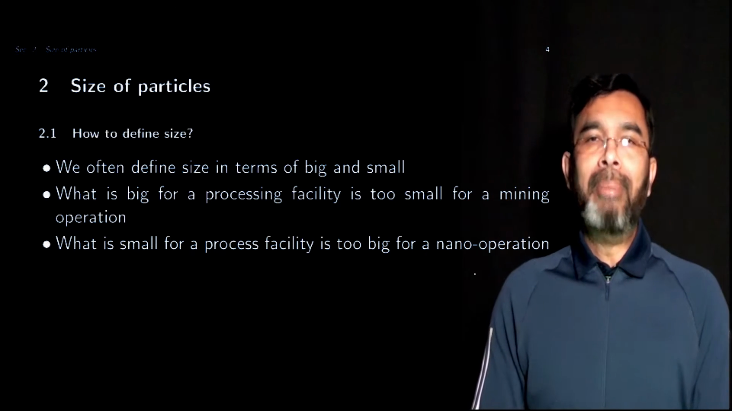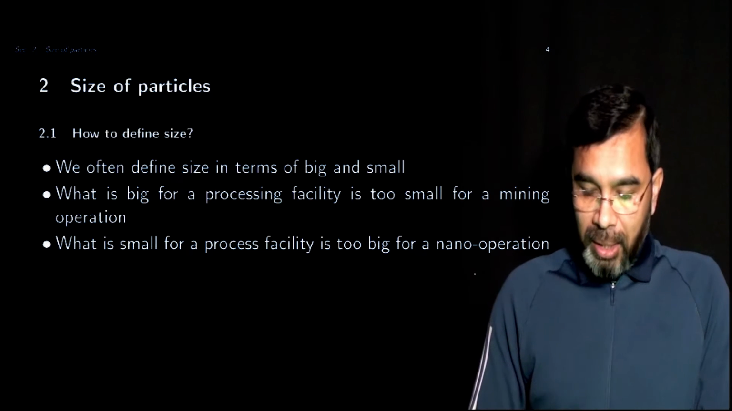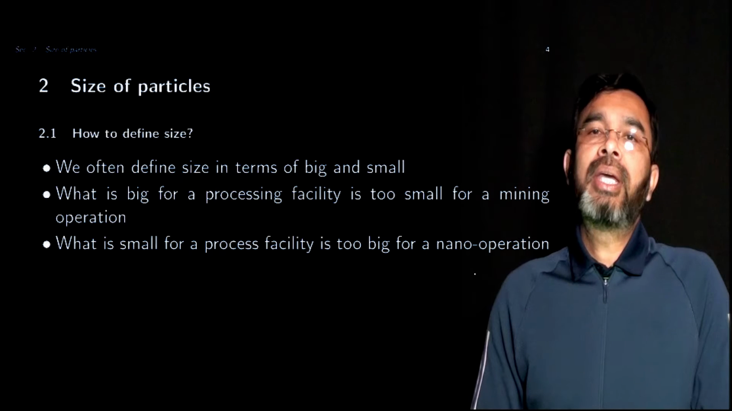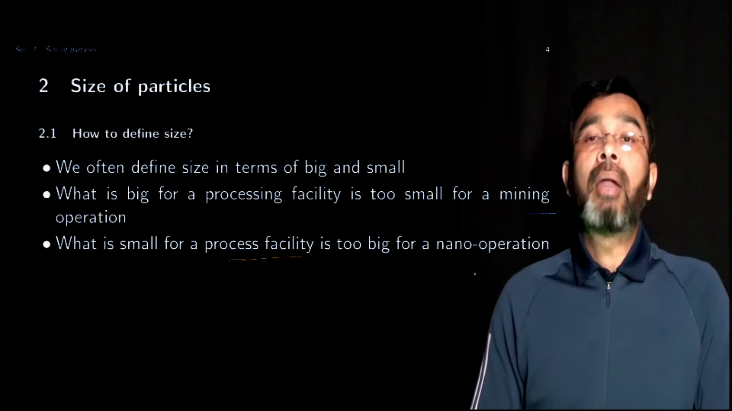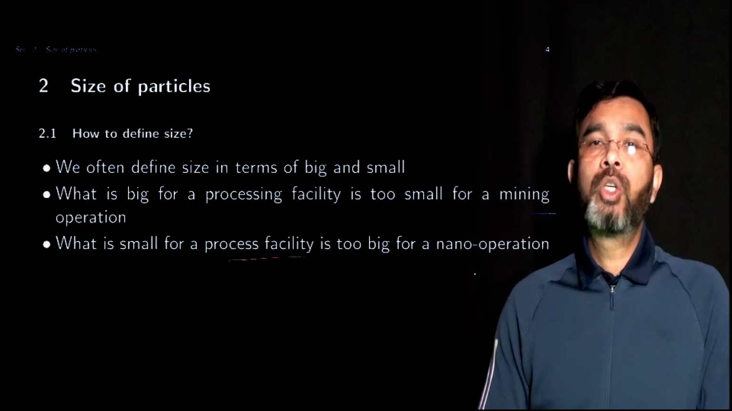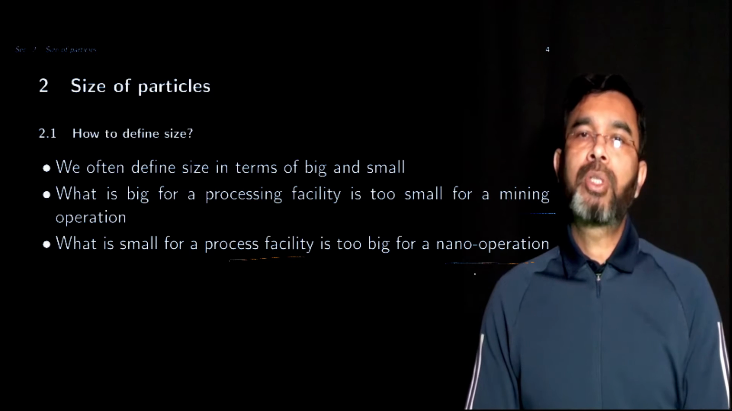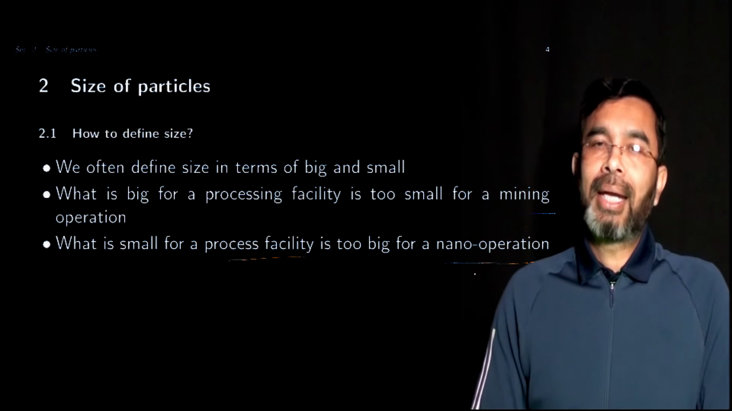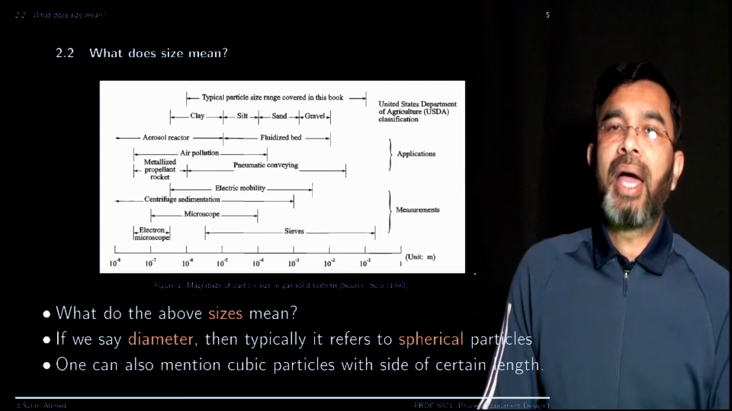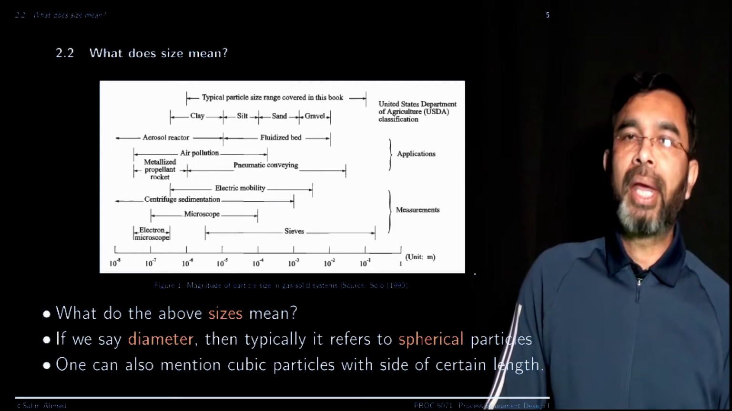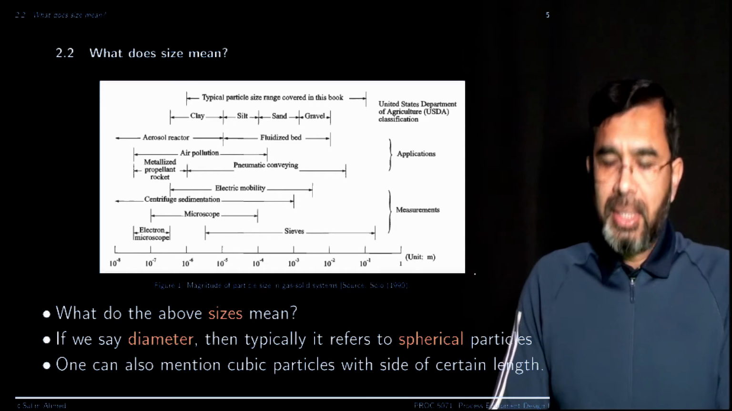Often we use big and small to describe size, but what is big for a processing facility may be really small for mining operations. And what is small for a processing facility may be too big for a nano operation. Or within the process industry, what is small for catalysis may be too big for a membrane operation. So we need to define size based on the use of the particle and the context and the equipment under consideration. Here is a simple description.